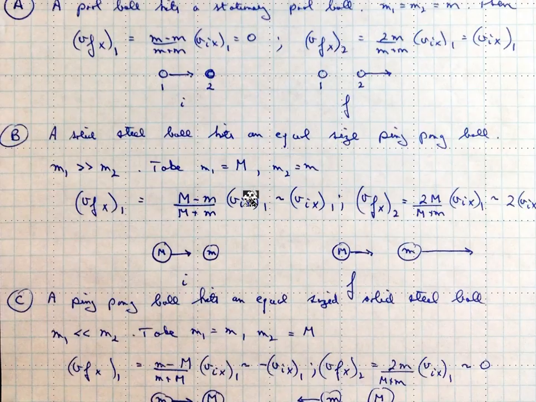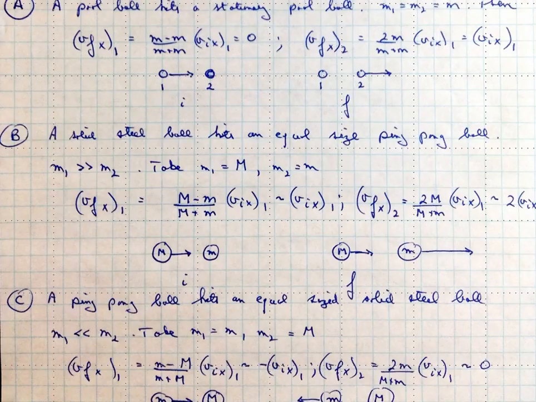And if we put those symbols into the equations above, we get the final velocity of the solid steel ball is (big M minus little m) over (big M plus little m) times its initial velocity. But that's roughly equal to its initial velocity. So in other words, the velocity of the steel ball before and after the collision is about the same. On the other hand, the velocity for the ping pong ball is 2 times big M over (big M plus little m) times the initial velocity of the steel ball, and the multiplying factor here is roughly 2, and so the velocity of the ping pong ball after the collision is twice the initial velocity of the steel ball. Maybe we can do these experiments in class here.